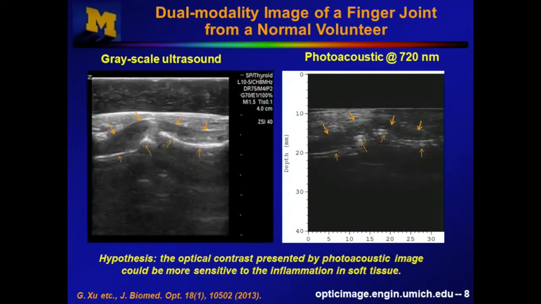Here is an example of an ultrasound B-scan grayscale image from a human finger joint. And on the right side is the photoacoustic image from the same human subject. As you can see, photoacoustic and ultrasound present similar tissue structures. But the goal here is not to present the structural information in the tissue. The goal here is, by leveraging the highly sensitive optical contrast, to show some functional changes as a result of inflammation.